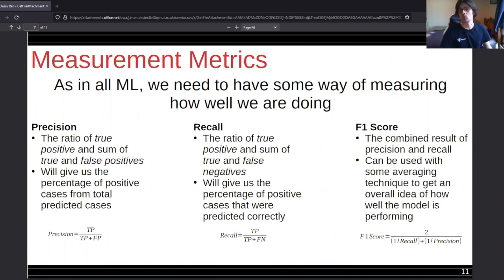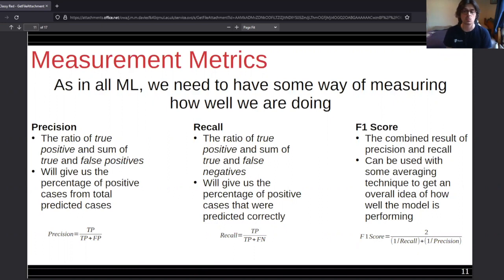Now, F1 score is something called a harmonic mean and the combined result of precision and recall. So a harmonic mean is where we have the number of variables we have, so precision and recall, so that's 2, divided by the sum of the inverse of these variables. And that's what we have at the bottom there.